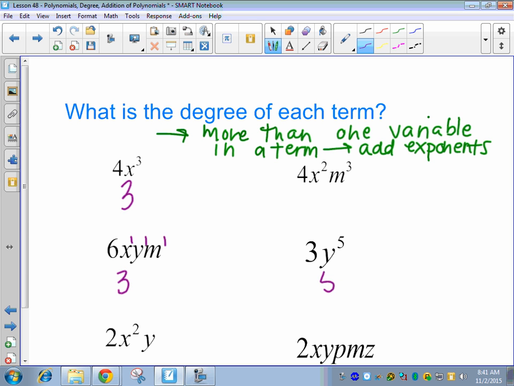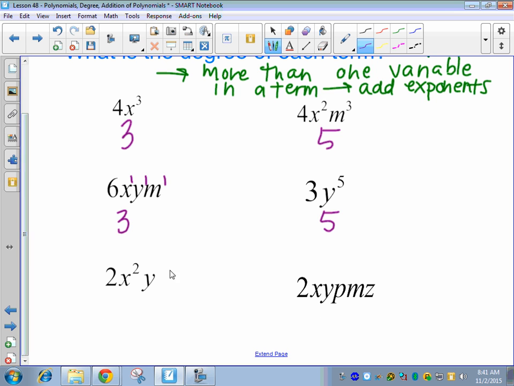5. How about this one? 5. We just add those exponents. Good. How about this one? This y has a 1 on it. So we do 2 plus 1. We get 3. 1, 1, 1, 1, 1, 5.